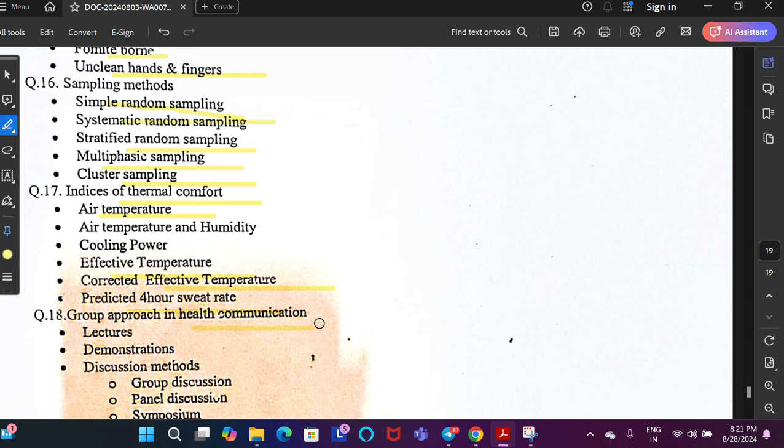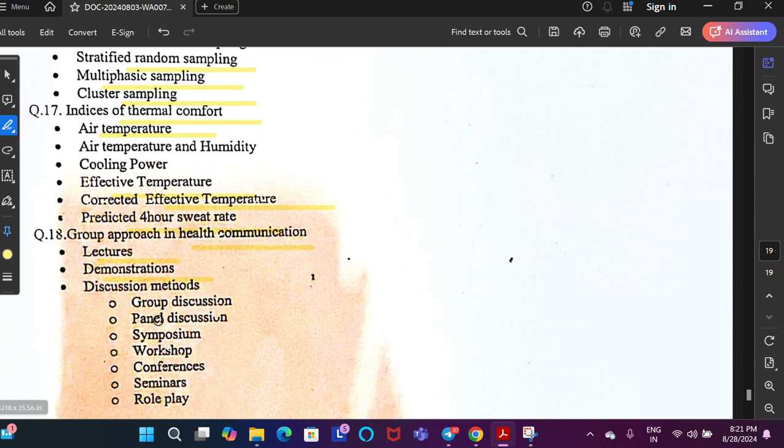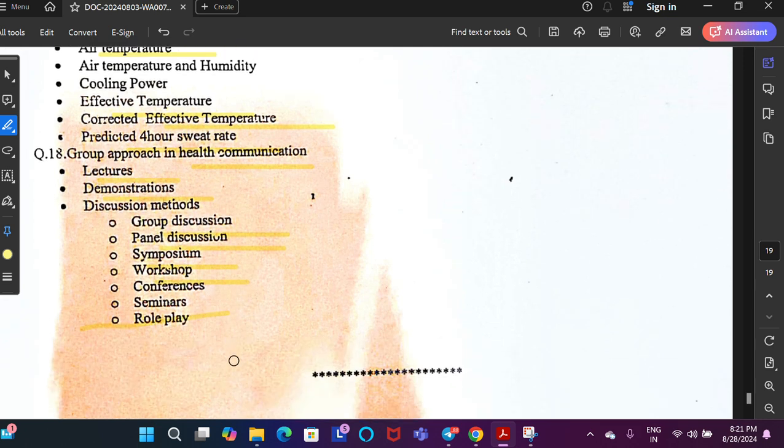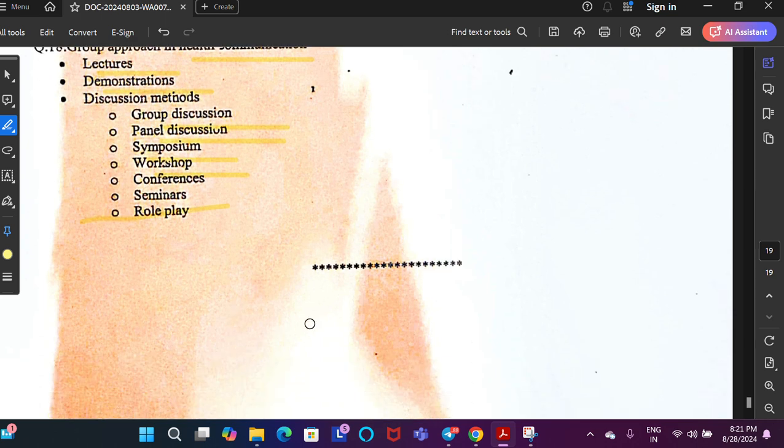Then group approach in health communication: lectures, demonstrations, discussion methods like group discussion, panel discussion, symposium, workshop, conference, seminars, role play are all effective ways. So there are many questions that have been answered, but they are well discussed in your portions and in PARK textbooks, so you can go through that also.